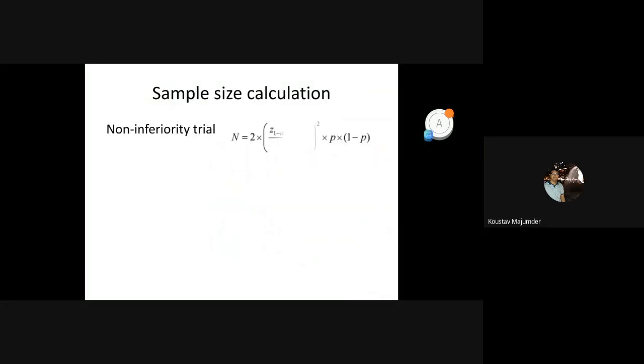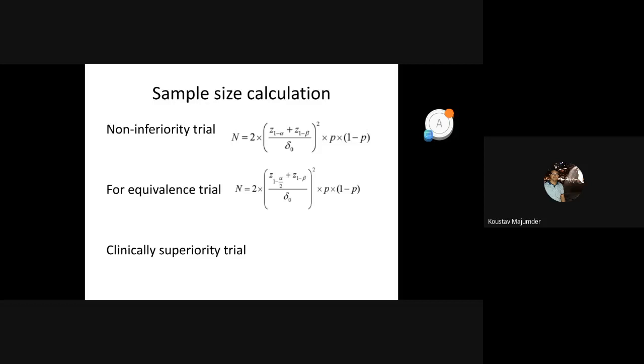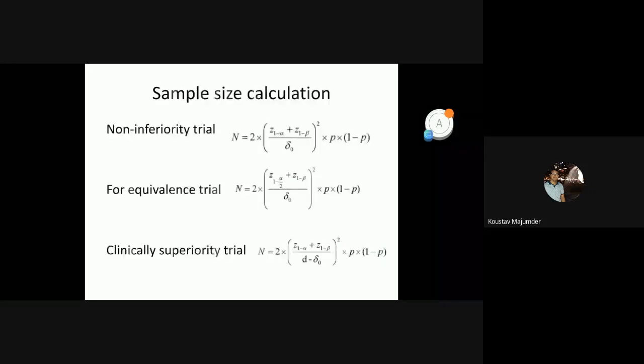So we have to change our sample size accordingly, and the sample size is different from what we have already calculated for a comparative trial. Herein, we actually take into account the delta zero, or the margin which we want to take. And here for P, we always take the control proportion, or the response rate in the control arm. We don't take into account the experimental arm.